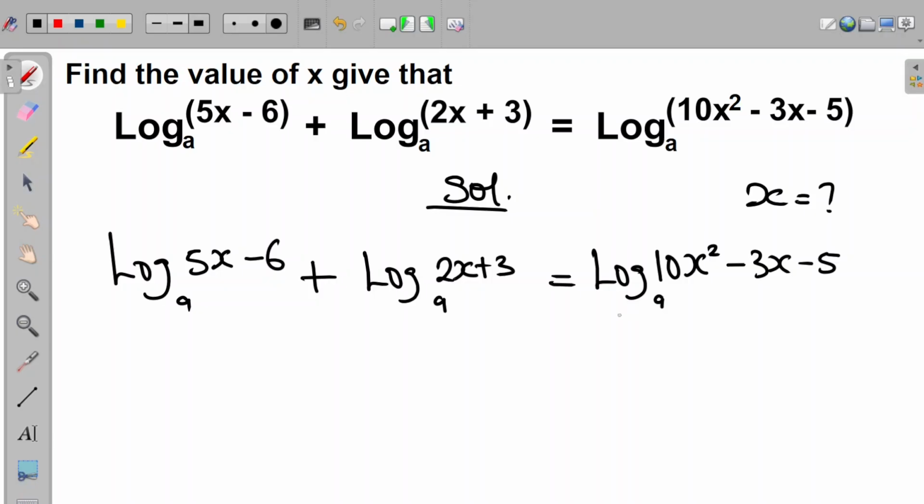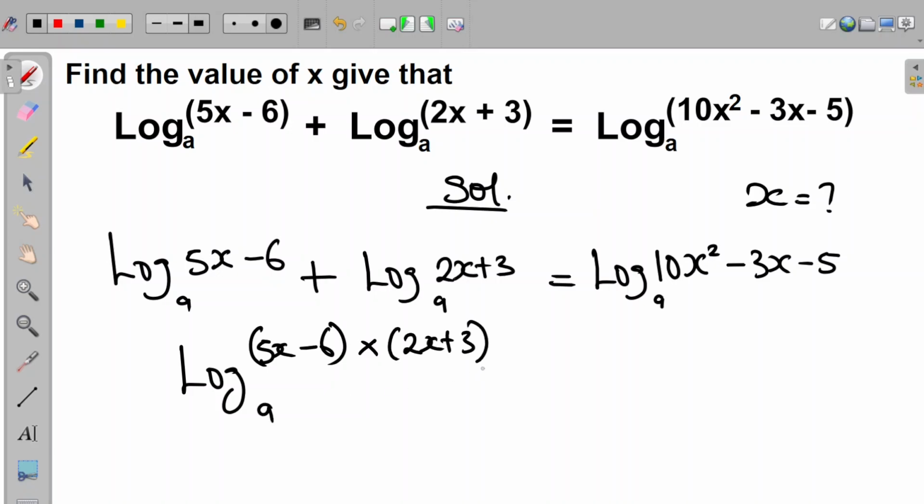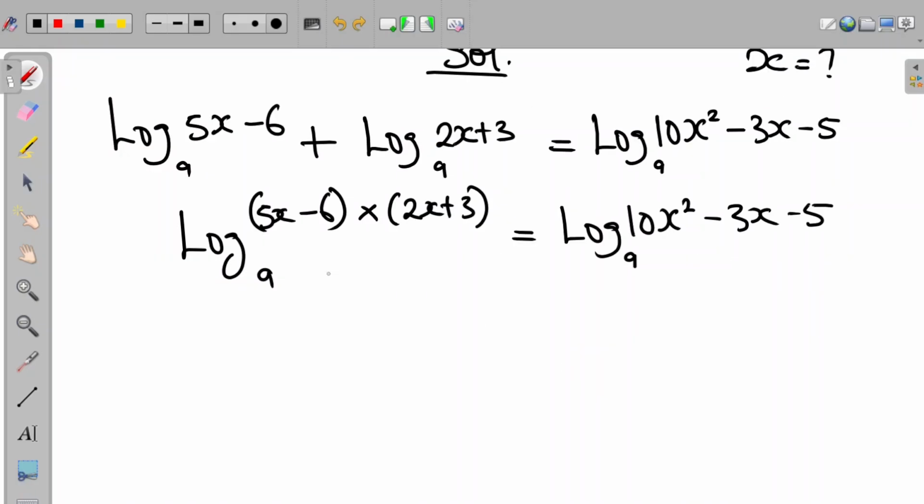Now, the first thing we do here is to apply the addition law of logarithm at the left-hand side. So the equation becomes log of (5x − 6) multiplied by (2x + 3) all in base a, equal to log(10x² − 3x − 5) all in base a. So now we can expand the bracket at the left-hand side.